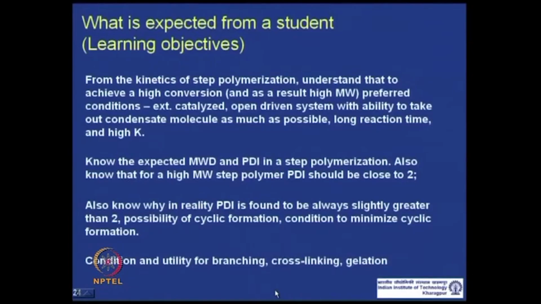And a student should know the conditions, what are the monomers to be used if you want branching or cross linking, and if you do not want it, what are the monomers you should not use, and you should know also the utility. Sometimes it is undesired to have branching in the polymer, and sometimes somebody will deliberately want to include branching or cross linking in the polymers. So, what are the ways you can do that, or what are the ways you can avoid that, and what are the utilities or the problems.